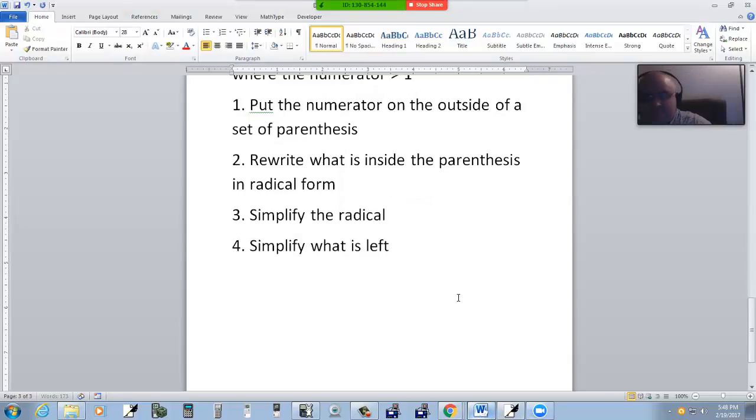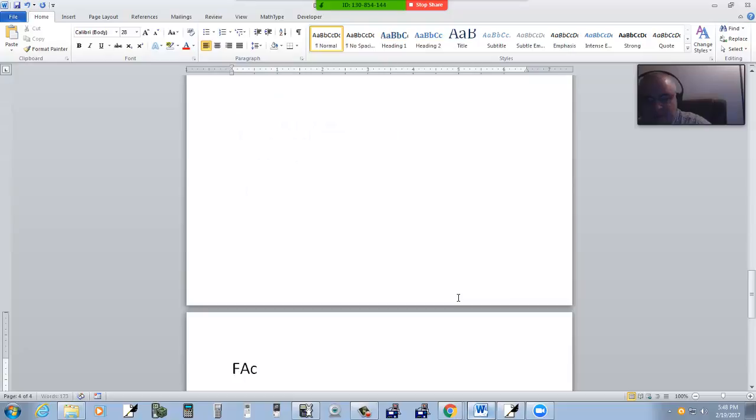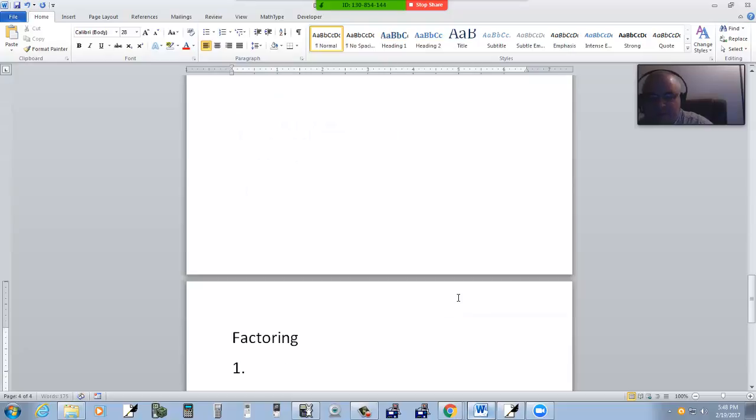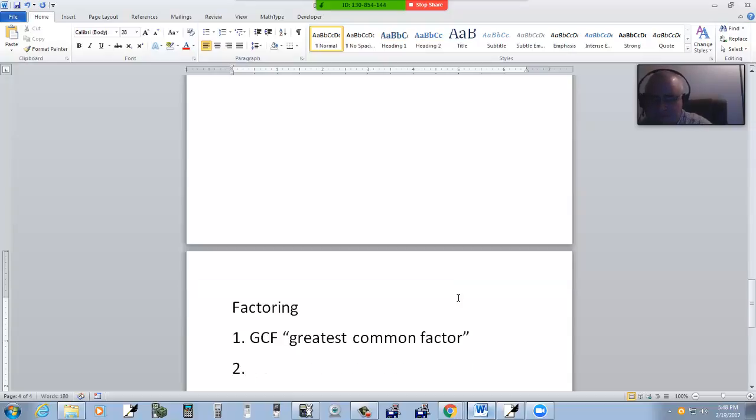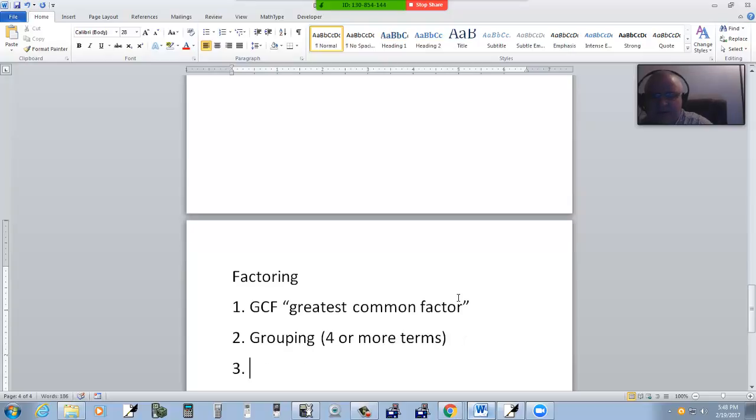So factoring. Our first method is GCF. And that stands for greatest common factor. Our second method is grouping. That's when you have 4 or more terms. Our third method is PSD. And that's when it's got the form x squared plus bx plus c.